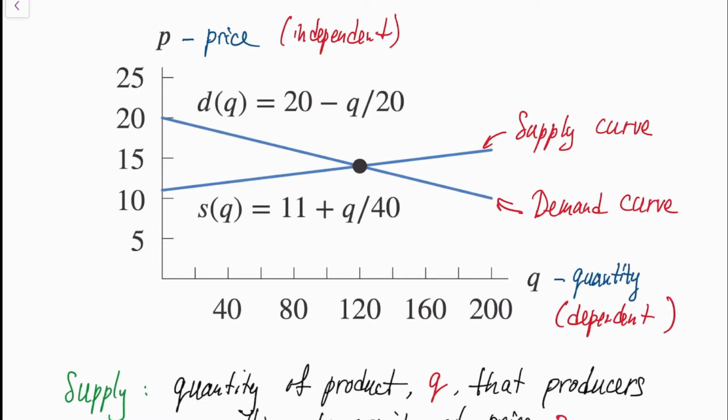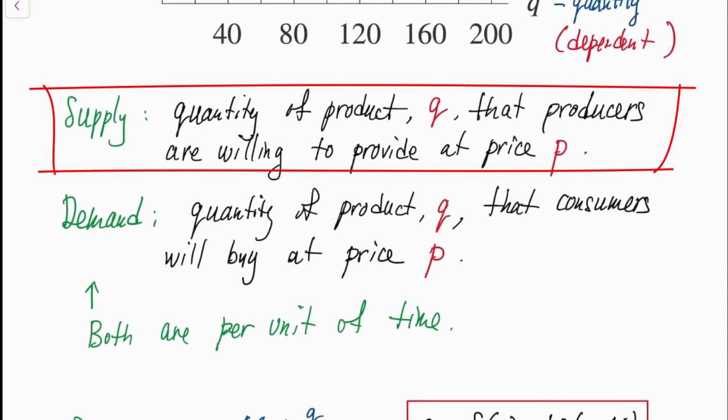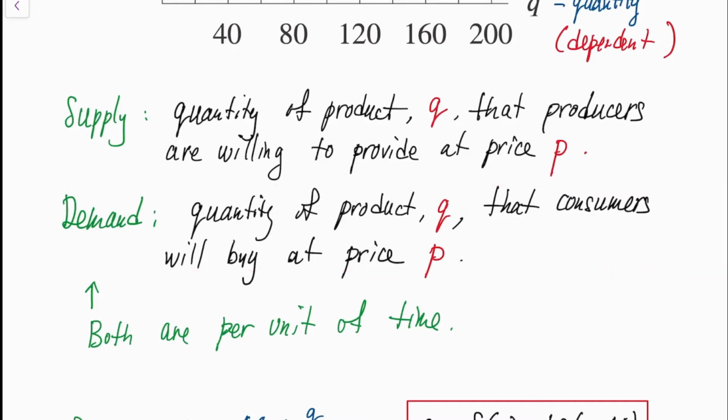Now let's take a look at the definition of supply and demand. So supply is the quantity of some product, let's call this quantity Q, that producers are willing to provide at a given price P. And the demand is the quantity of product, again let's call the quantity Q, that consumers are willing to buy if the price of this product is equal to P.